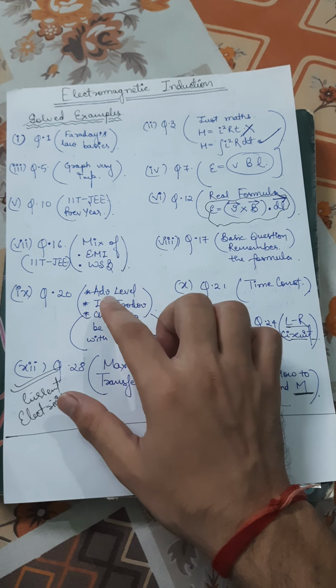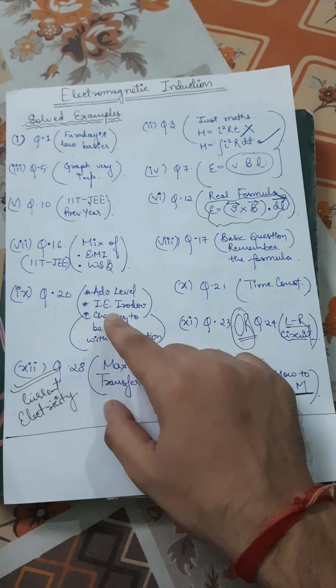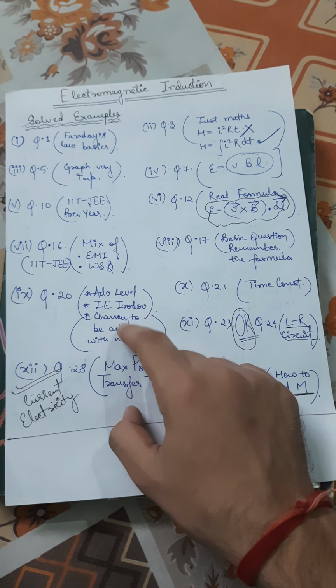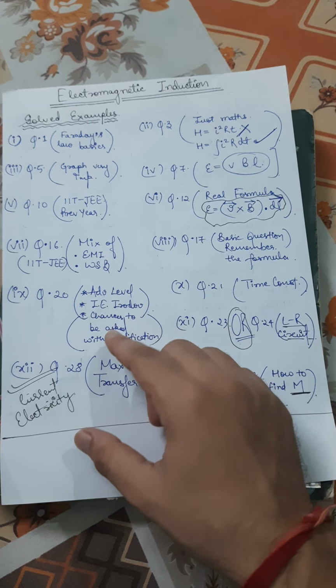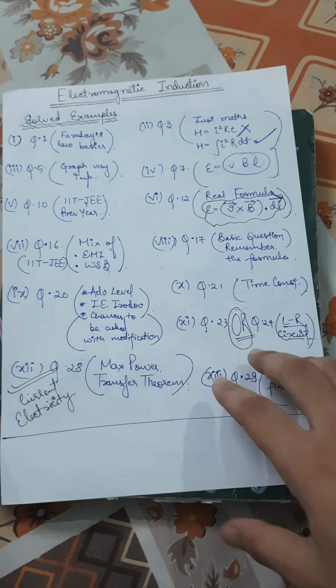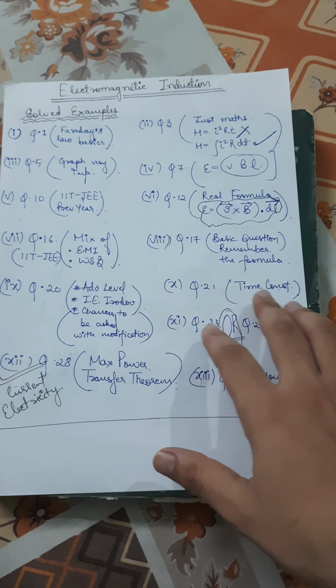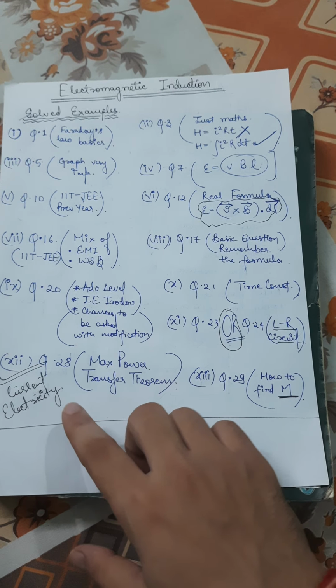Now question number 20 is a bit advanced level question. It is also mentioned in I.E. Irodov. Chances are there to be asked in JEE Advanced with some modification, right? It is a good question. Question number 21 will help you remember the formula for time constant.